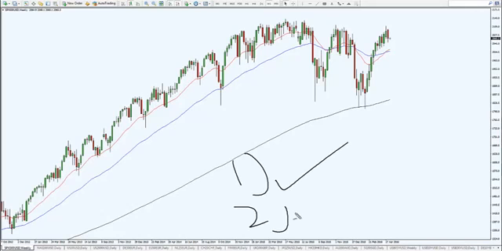Number two, what's number two? Identify the area of value. So at this point in time, historically, where is an area of value on this chart? You can see that this is an area of support. Area of value. So we have it.